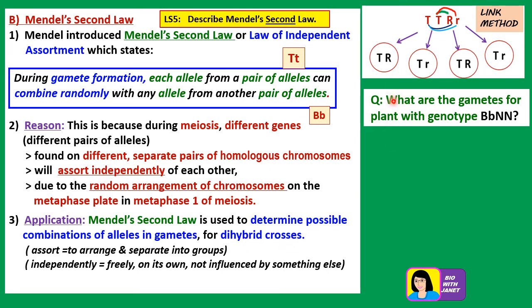So try this dihybrid question. What are the gametes for the plant with the genotype big B, small b, big N, big N? Apply Mendel's second law and then determine the gametes, and pause the video for a while. Then you can look at the answer after that.